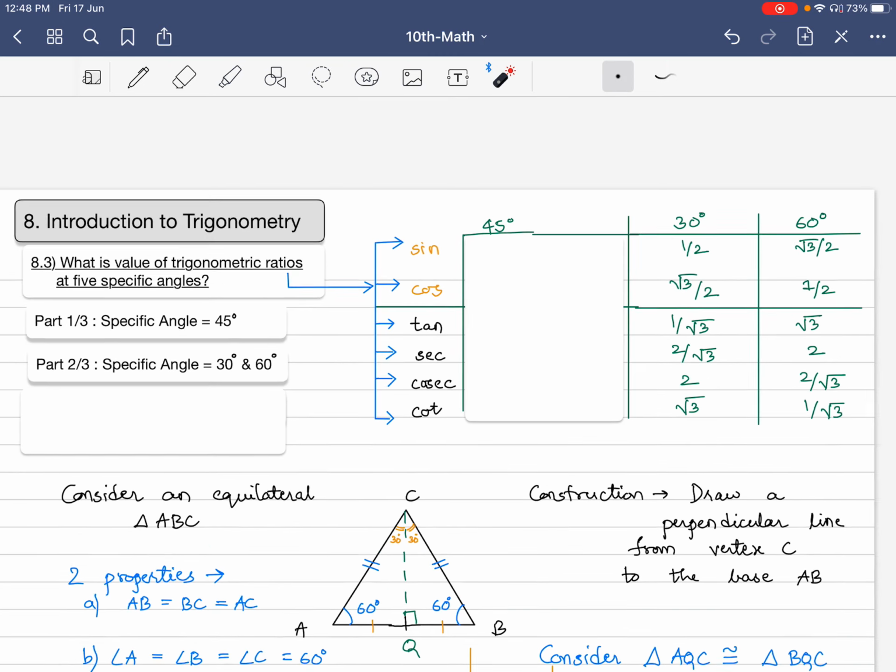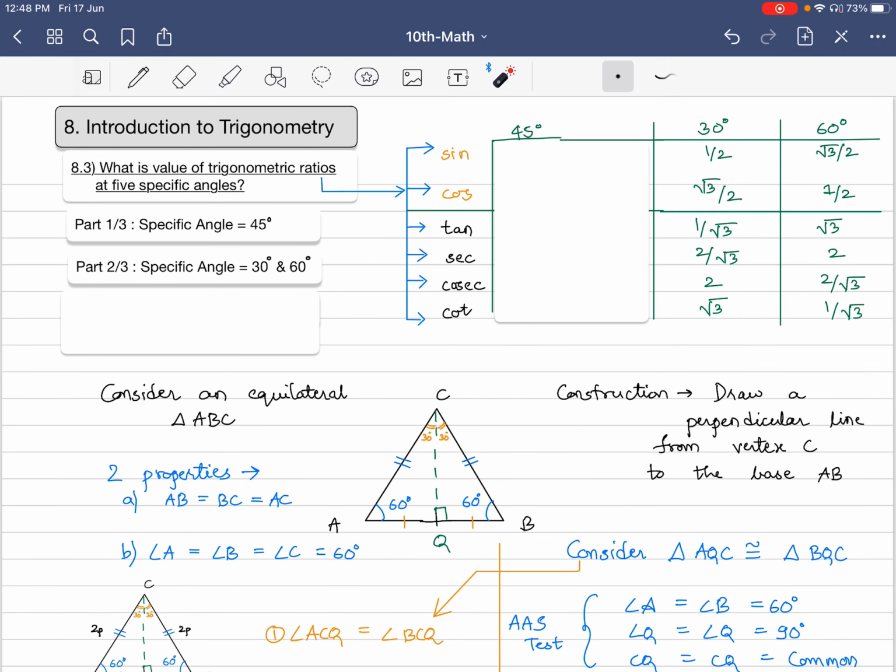So let's come back to our original question. Yes, the original problem statement or the original discussion was, for the specific angles 30 degree and 60 degree, what is the value of all the trigonometric ratios? So these are the values of all the trigonometric ratios. So to quickly revise what happened in this overall video, we started with an equilateral triangle ABC where all the 3 angles are 60 degree and all the 3 sides are congruent to each other.